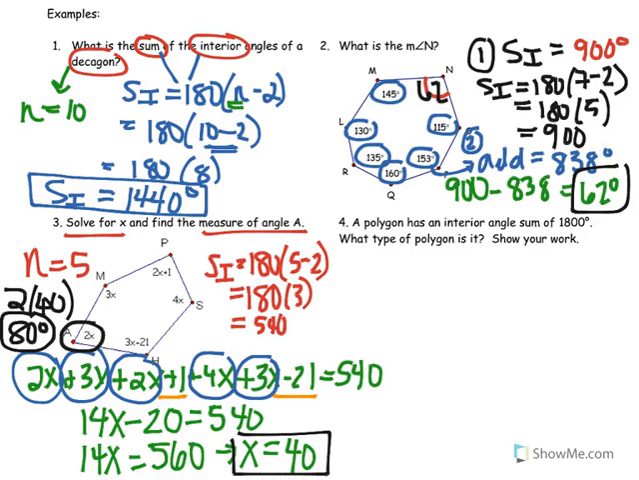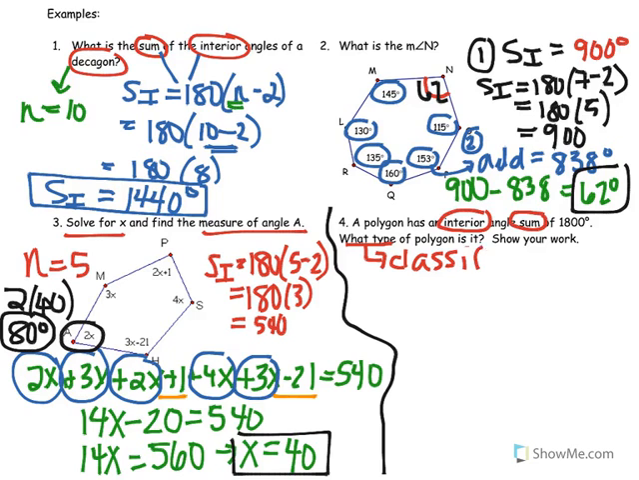All right, let's look at number 4, our very last question. I'm going to kind of separate this off. Number 4 says, a polygon has an interior angle sum of 1,800. What type of polygon is it? Show your work. Let's again identify those important words. It's telling me we're talking about interior angles, and it's telling me we're talking about a sum. This question, what type of polygon is it? That "what type" could also have said classify, which means I need to know how many sides this polygon has.